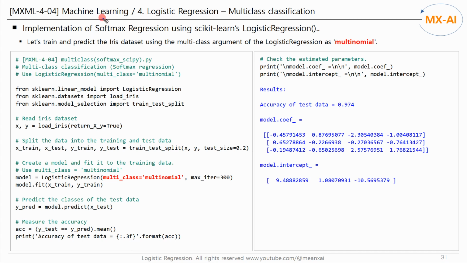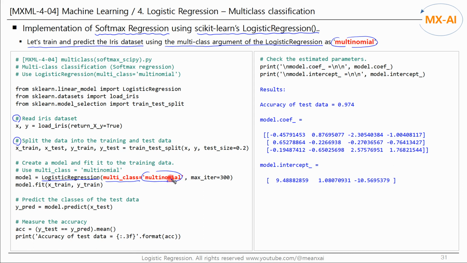Lastly, let's implement Softmax Regression using scikit-learn's logistic regression library. Let's train and make predictions on the iris dataset using the multiclass argument in the logistic regression as multinomial. Read the iris dataset and split it into the training and test data. Create a logistic regression model. Set the multiclass argument to multinomial.